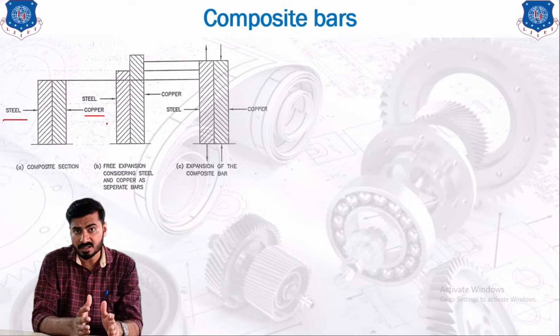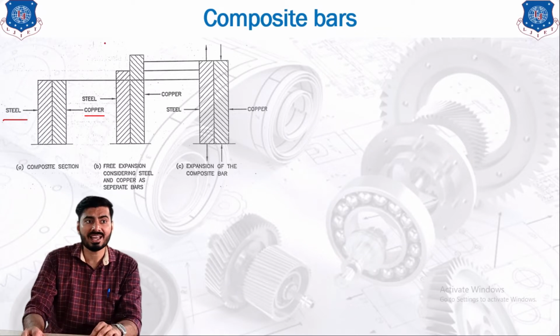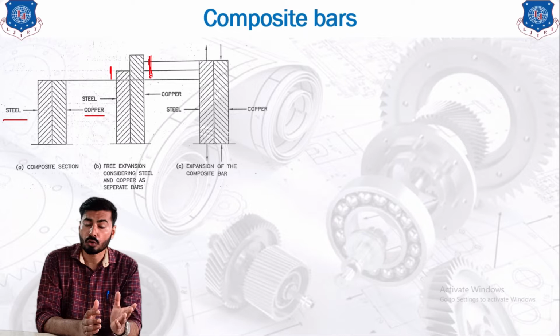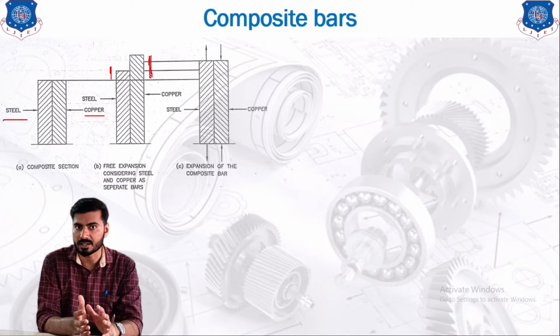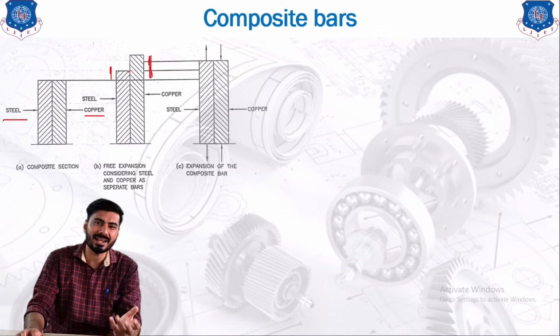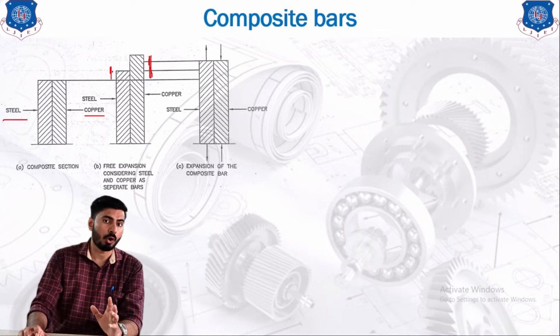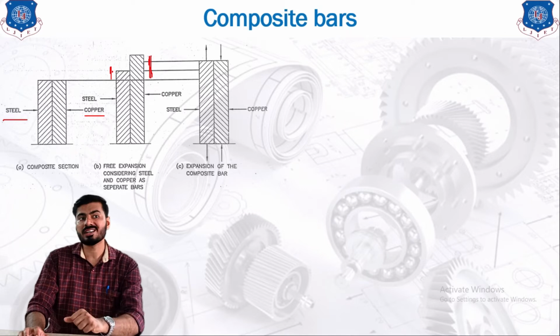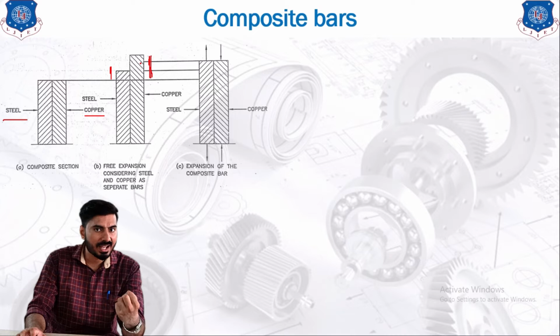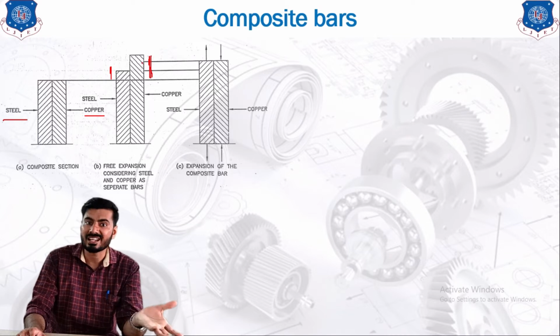So for the same temperature difference, steel material will expand only up to this point and copper material will expand up to this point. So delta L, or expansion due to temperature change, for both the materials is different. Now in order to find out the combined effect of the composite bar, or the entire bar, you need to understand which material is going to get compressed and which material is going to get elongated.